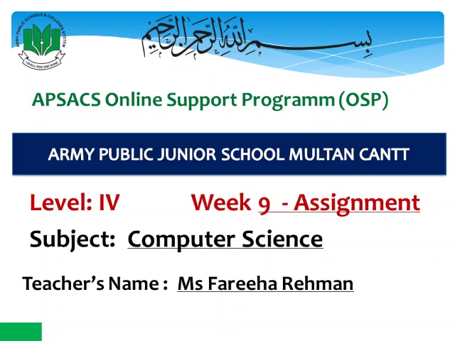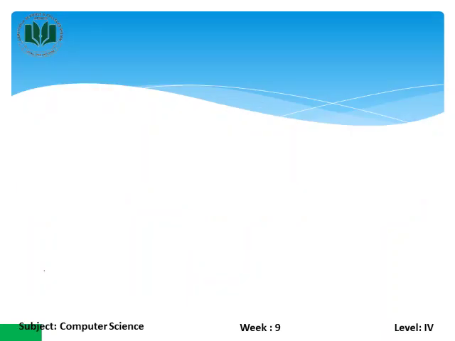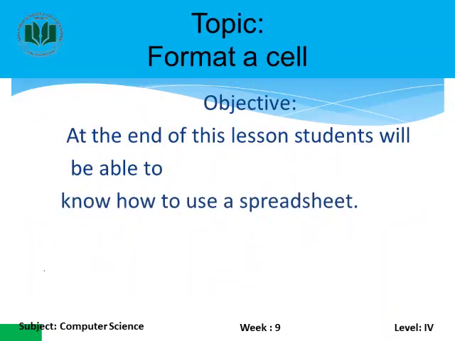This lesson is for Level 4 of Computer Science about Week 9 assignment. In this week, our topic is Format a Cell. Our objective is, at the end of this lesson, students will be able to know how to use a spreadsheet.